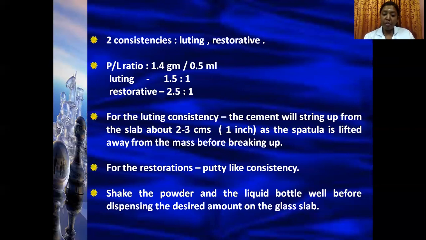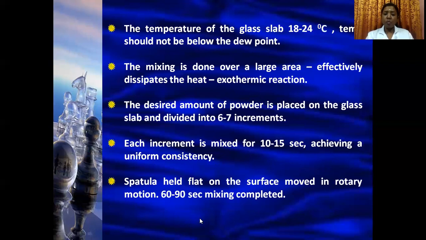You shake the powder and the liquid bottle well before dispensing the desired amount onto the glass slab. It is very important to shake the powder well. Once you shake the powder well, the temperature of the glass slab should ideally be 18 to 24 degrees Celsius. The temperature should not be below the dew point. That is most important.